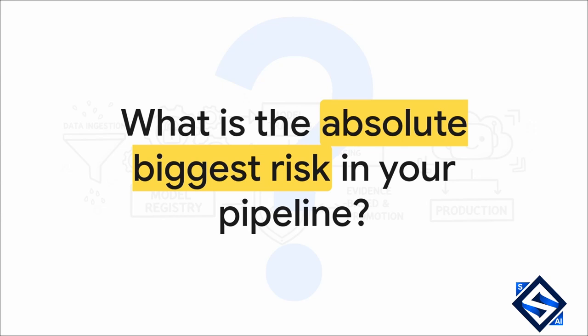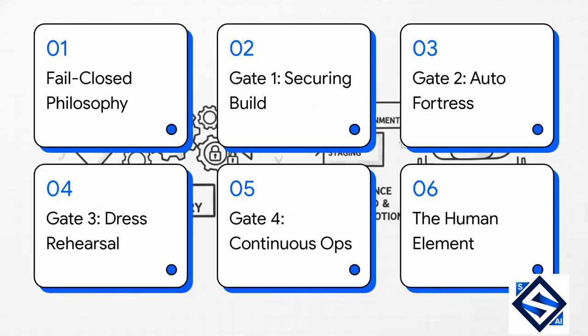It's a massive risk. To fix this, here is our roadmap for today. First, we'll cover the fail-closed philosophy. Then we'll walk through our 4 mandatory security gates: securing the build, the automated fortress, the dress rehearsal, and continuous operations. And finally, we'll wrap up with the ultimate authority, the human element.